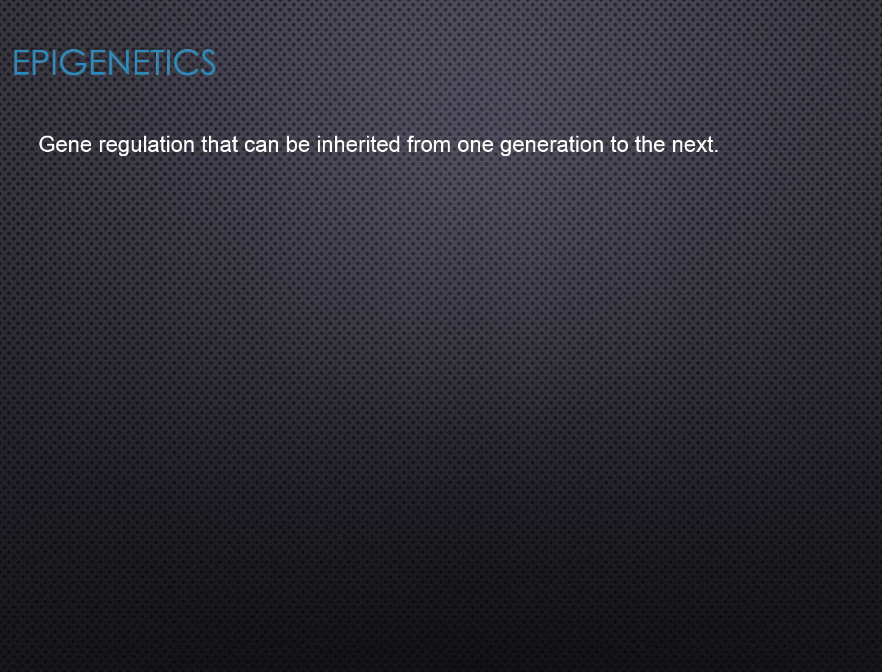Epigenetics. The only thing I want you to know about epigenetics is this: gene regulation that can be inherited from one generation to the next. The most famous example would be the Dutch famine that occurred right after World War II. A huge number of people starved. The world was in tatters and there was not enough food in Holland.